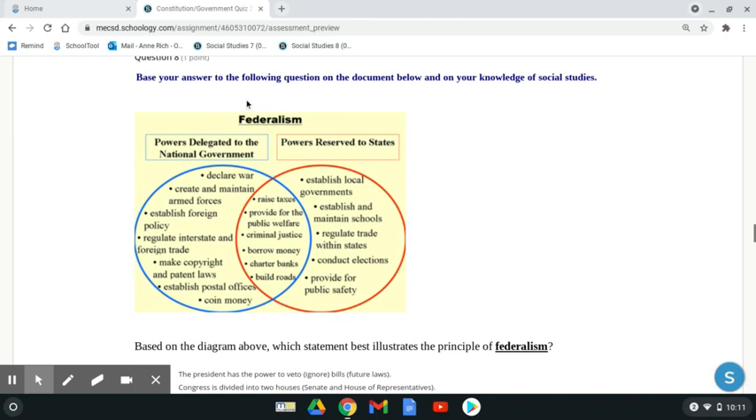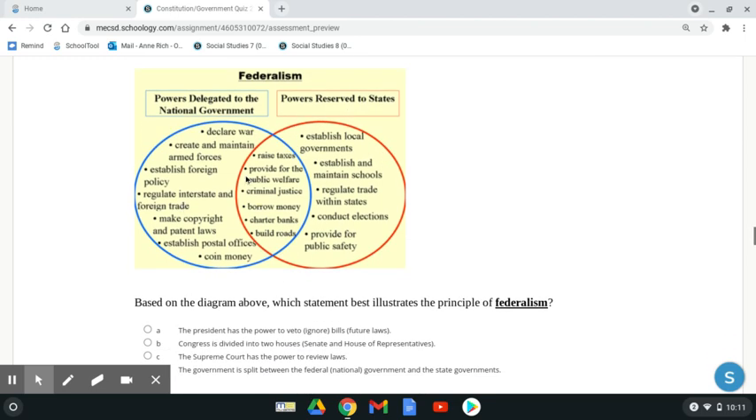Question number 8, federalism. These are powers delegated or reserved for the national government, and these are powers that are reserved or given to the state government. Based on this Venn diagram, which statement best explains or illustrates the idea of federalism?